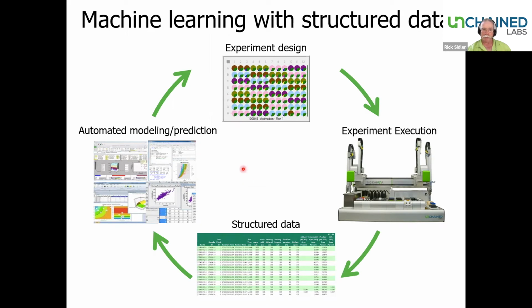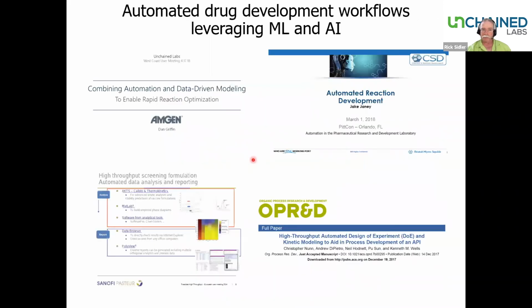We've seen over the last couple of years a number of presentations and publications starting to come out of our customer base describing the use of these workflows in automated machine learning and artificial intelligence areas. Just some highlights here. Recently, Amgen talked about combining automation and data-driven modeling. Out of the BMS group, a presentation on automated reaction development. Sanofi Pasteur has talked about automated data analysis and reporting and formulation screening. And DOE experimentation continues to be a very useful technique, as reported recently by the group at GSK.